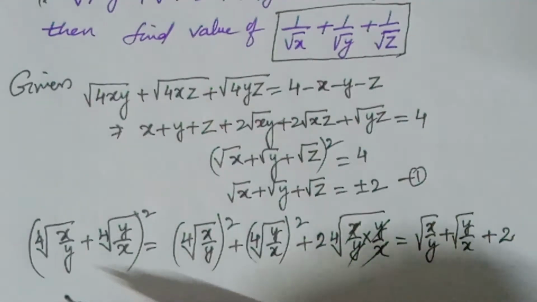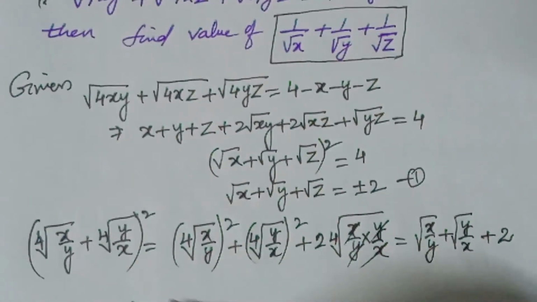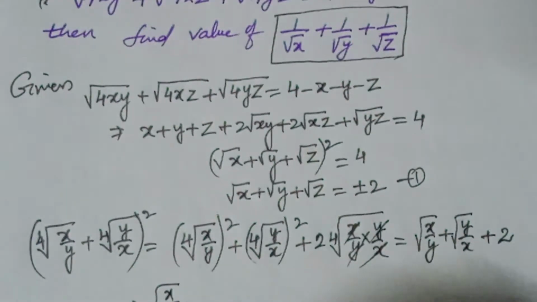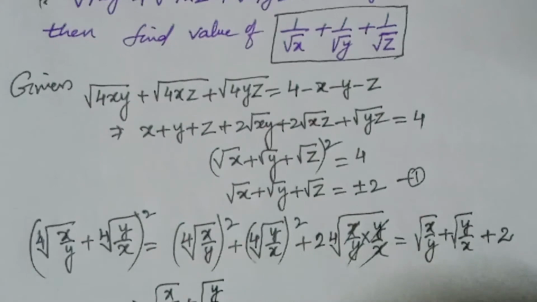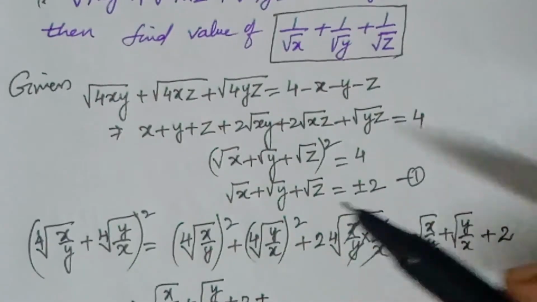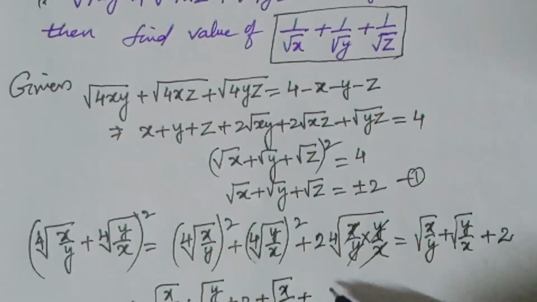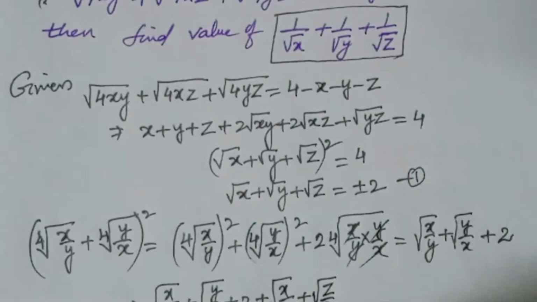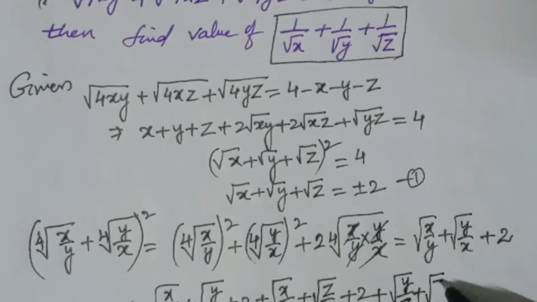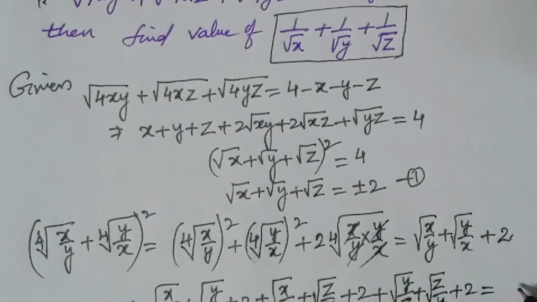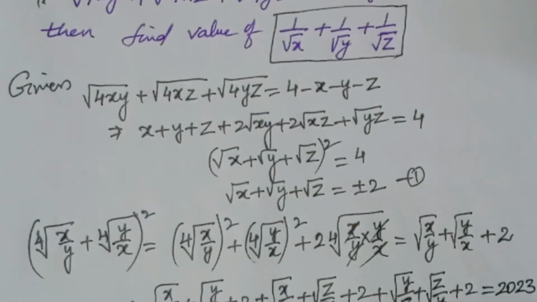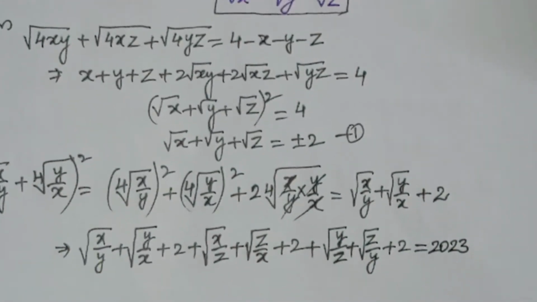So the total equation will be: root x by y plus root y by x plus 2, plus root x by z plus root z by x plus 2 from the second one, and the third one root y by z plus root z by y plus 2. It is given as 2023.